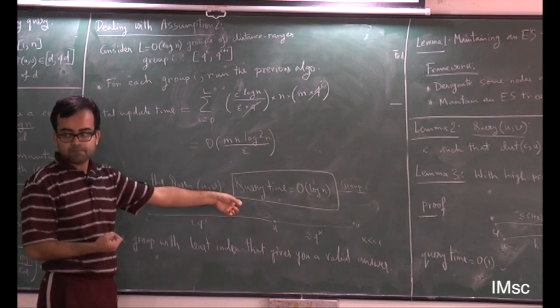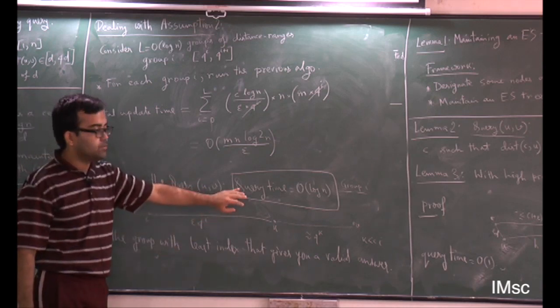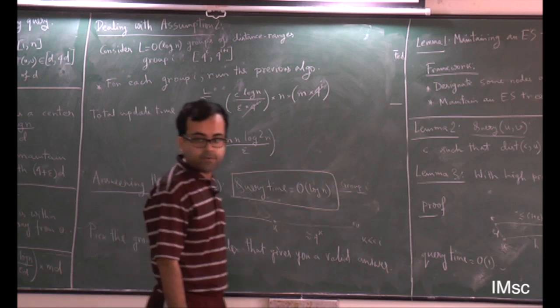Okay. But to get constant query time, you need to do something quite more complicated. It's called distance oracles, and I am not going there. But you can still bring it down to constant as well, the query time.